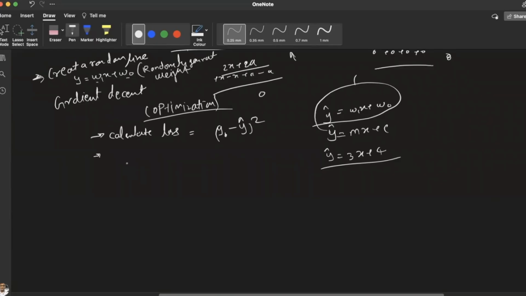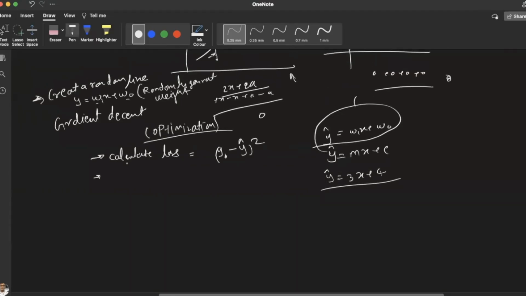Before that, I'll just tell you in a nutshell what exactly gradient descent is. We will calculate the loss and then we will calculate the delta W. We will update the weight by using delta W. So we have an equation: W is equal to W minus eta delta W. This W will be both W1 and W2.